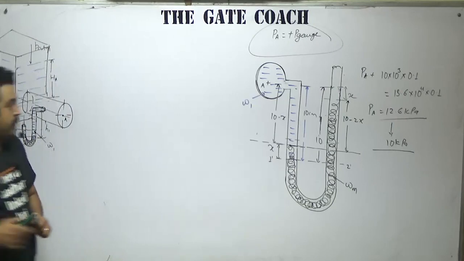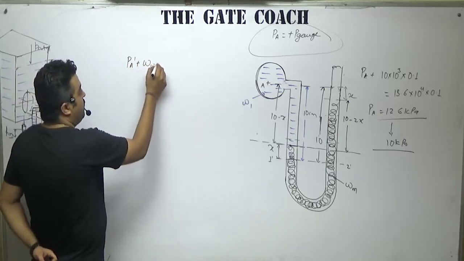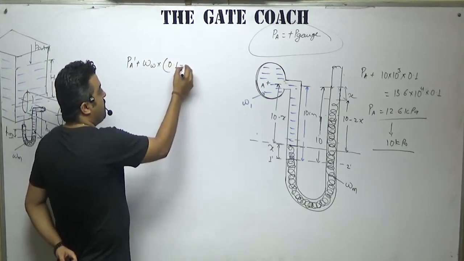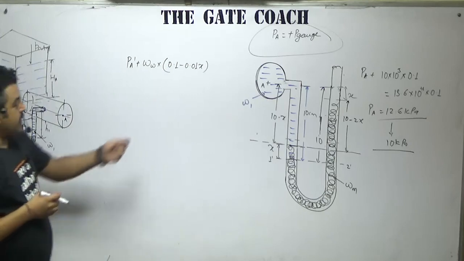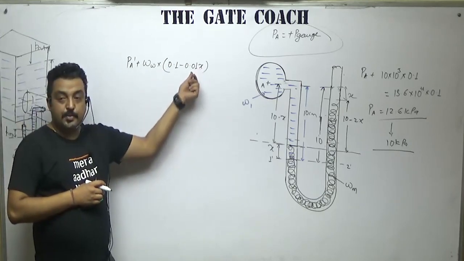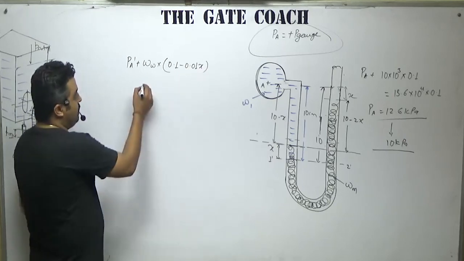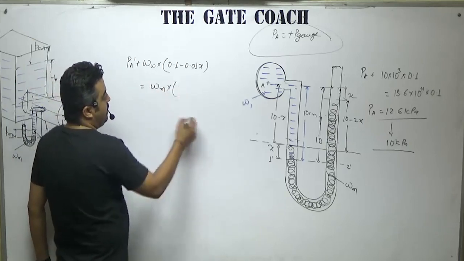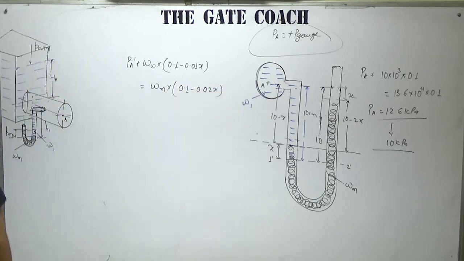So for this case we can write the equation that this new pressure is PA dash plus W of water multiplied by (0.1 minus 0.01x). I have converted x into meters as well, but here x itself is in centimeter, so x into 10 to the power minus 2. So x is in centimeter here, but the whole value is in meter. This equals W of mercury multiplied by (0.1 minus 0.02x). PA dash is 10 kilopascal. So from here when you calculate the value of x, that x value will be in centimeter.